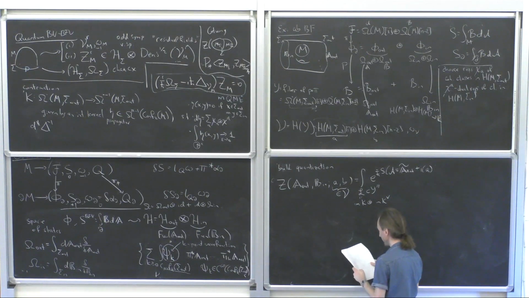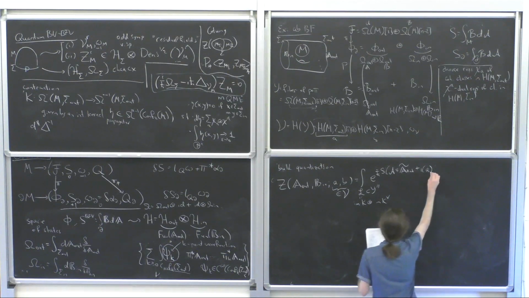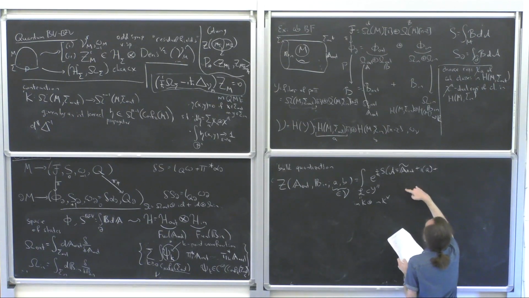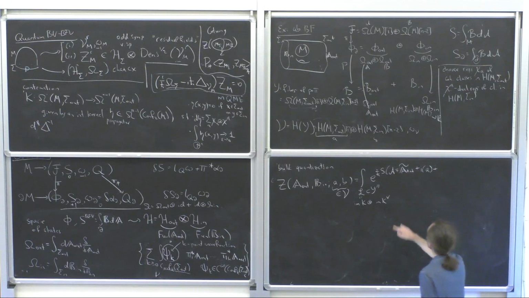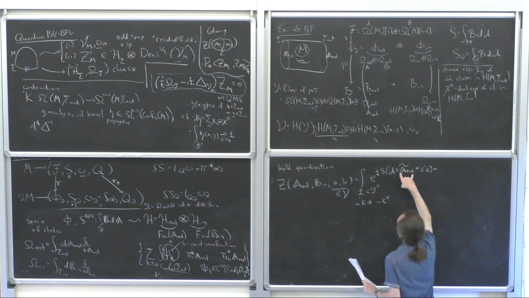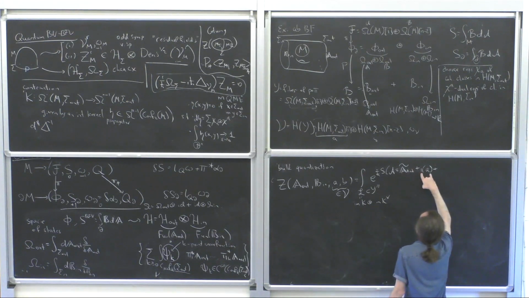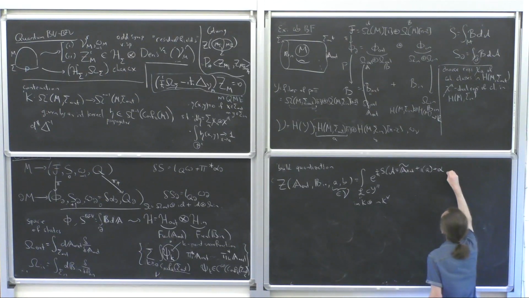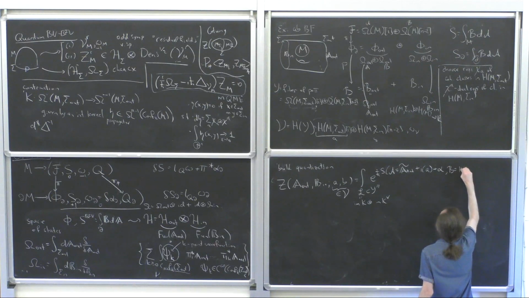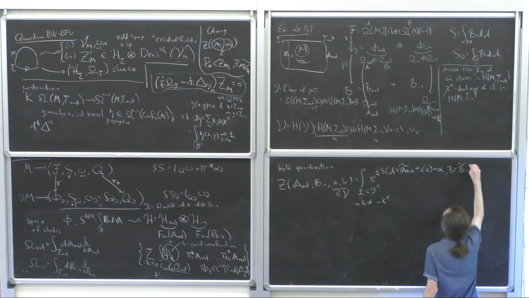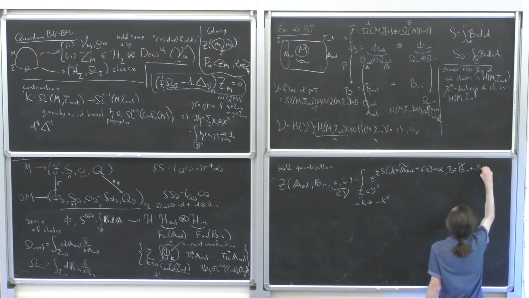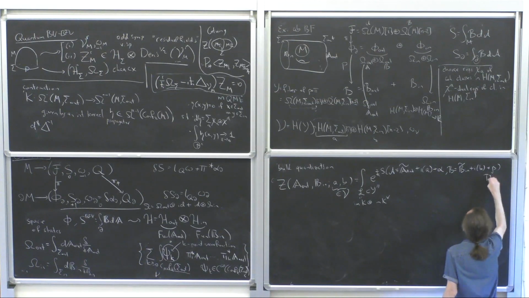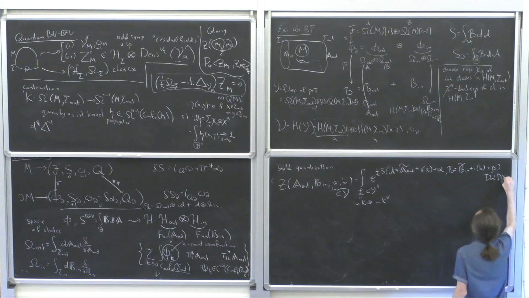So I have my field, and I'm splitting it as the representative of the boundary field, the residual field, and the fluctuation. Maybe let me call the fluctuation alpha. And similarly for the B field: it's a B field extended into the bulk, then the residual field and the fluctuation. And I need to integrate over these fluctuation fields.